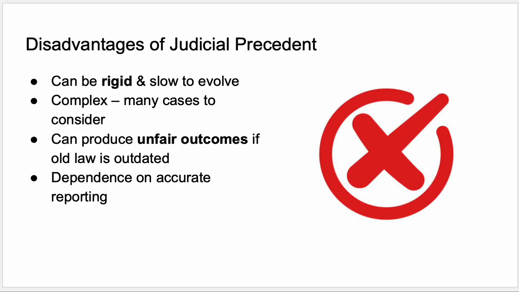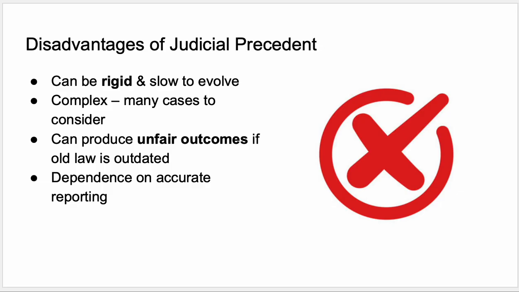Of course, precedent isn't perfect. It has some real downsides as well that you need to know for your exam too. So it's slow and it's rigid. Because it's slow to change basically, isn't it? Because courts usually have to follow past cases. So the law can get stuck with old rules that don't match modern life. And sometimes judges want to update the law, but unless a higher court steps in, they can't.